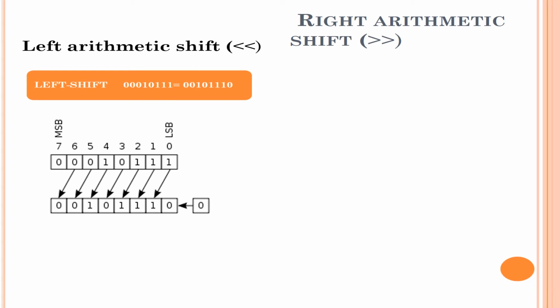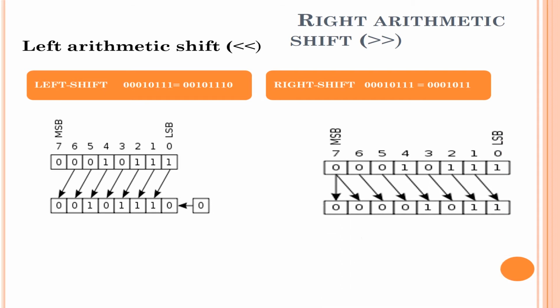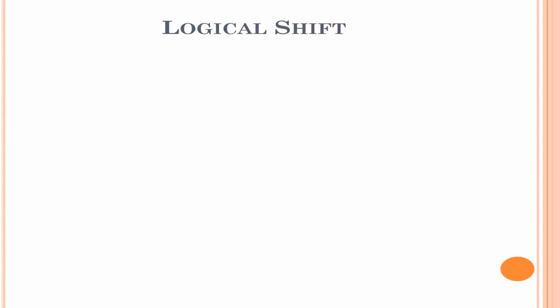Next is right arithmetic shift. In a right arithmetic shift, the sign bit, the most significant bit (MSB) in 2's complement, is shifted in on the left, thus preserving the sign of the operand. Take an example. Right shift 00010111 is equal to 00001011.